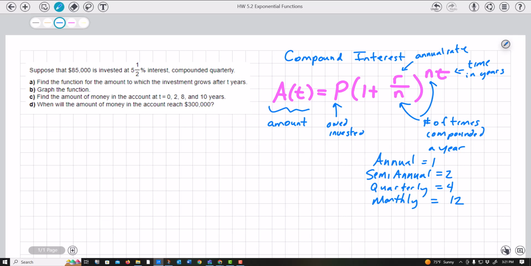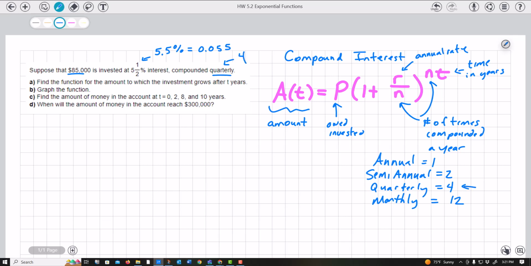All right, so it says find the function based on this 85,000, 5 1/2%. So I know a half is 0.5, and I can change that to a decimal. Okay, move the decimal 2 places to the left, and says compounded quarterly, which is this one right here.